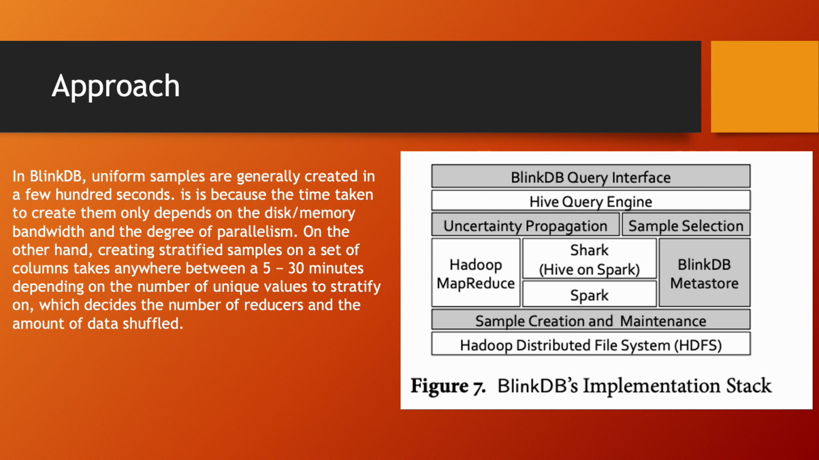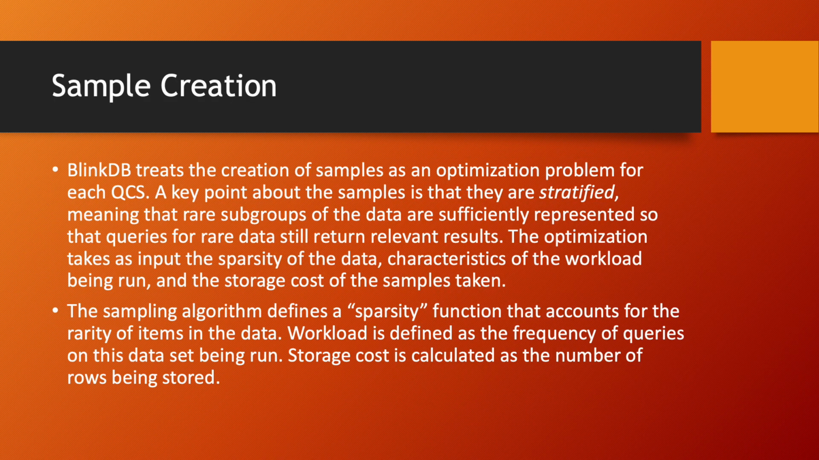So as you can see from the figure, there is the Hadoop Distributed File System. On top of it, there is sample creation and maintenance. And then on top, there are layers: Hadoop MapReduce, BlinkDB Metastore, Spark, Hive on Spark called Shark, and then there's uncertainty propagation, sample selection, the Hive query engine, and the BlinkDB query interface.